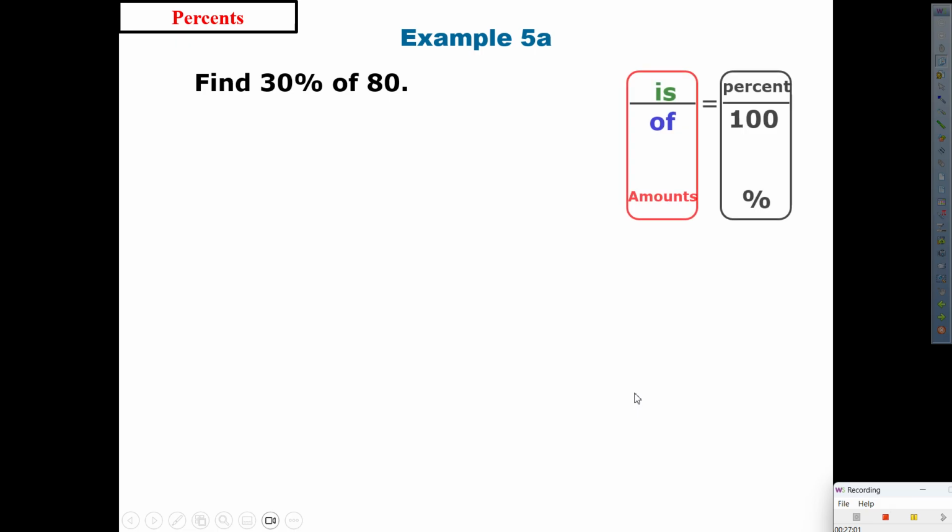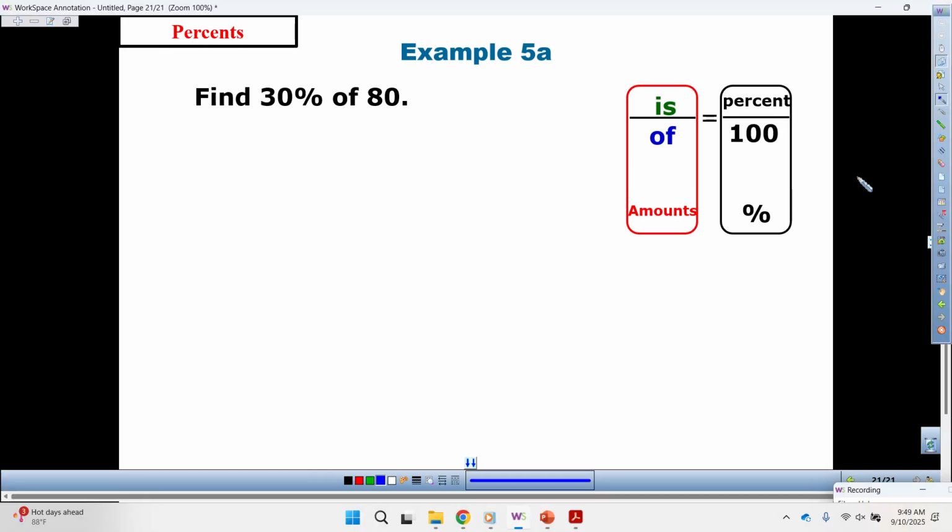Example 5A, and copy that proportion to the right. Exactly how it is, because we're going to use these two fractions to solve for percentages tonight. And I'll show you how to use it using this problem. And it reads, find 30% of 80. Find 30% of 80. On the side, you should have the proportion is over of equals percent over 100. You need this for tonight's homework.